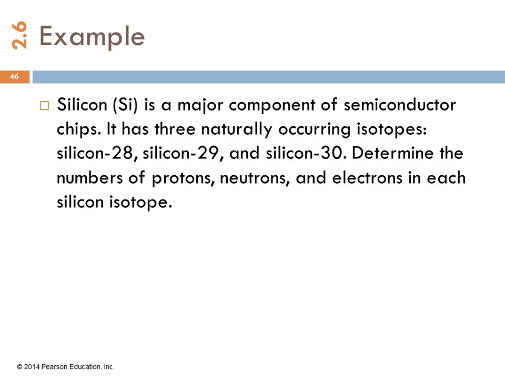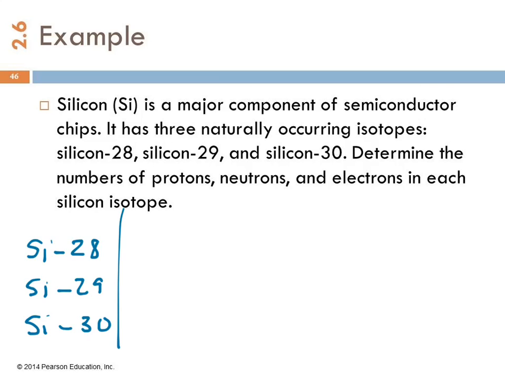So here's an example. Silicon is a major component of semiconductor chips. It has 3 naturally occurring isotopes, silicon 28, 29, and 30. Determine the numbers of protons, neutrons, and electrons in each isotope. So we've got Si 28, Si 29, Si 30. We'll just make a table.